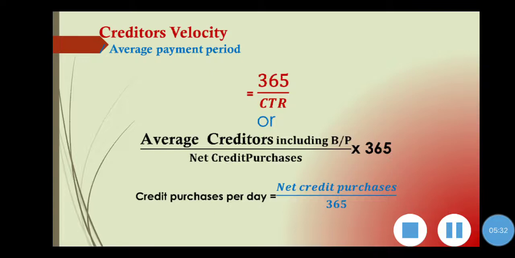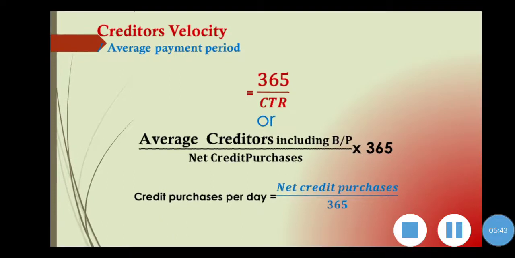Very simple. It is computed as 365 total days in a year divided by creditors turnover ratio, or otherwise you can apply the direct equation, average creditors including bills payables divided by net credit purchases into 365. If you want to compute credit purchase per day, net credit purchase of the year divided by 365 will give you the credit purchase made by the company in one day.